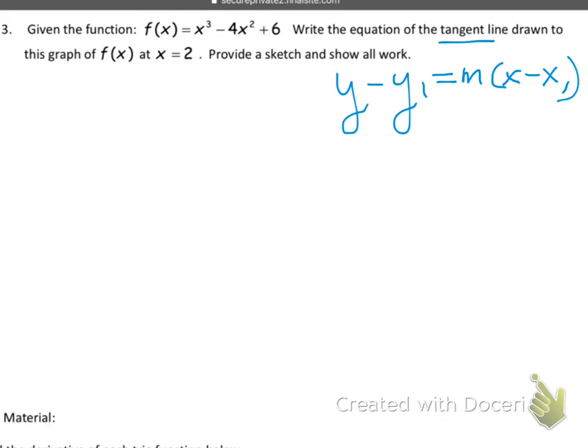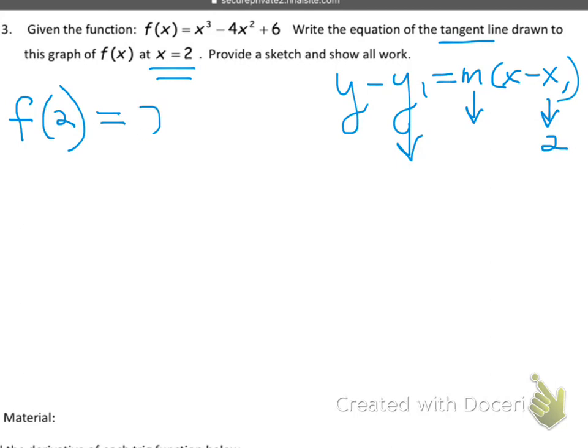If you're going to write the equation of a tangent line drawn to that graph, they give you the fact that x is 2. So that x is your x1. So now you're done with that. You still need the slope, and that's the slope at the x of 2. So that's the first derivative of f of x evaluated at 2. And you are also going to need your y1. Now, I would suggest strongly that before you start taking any derivatives, go ahead and get your y1 by plugging 2 into the original function.